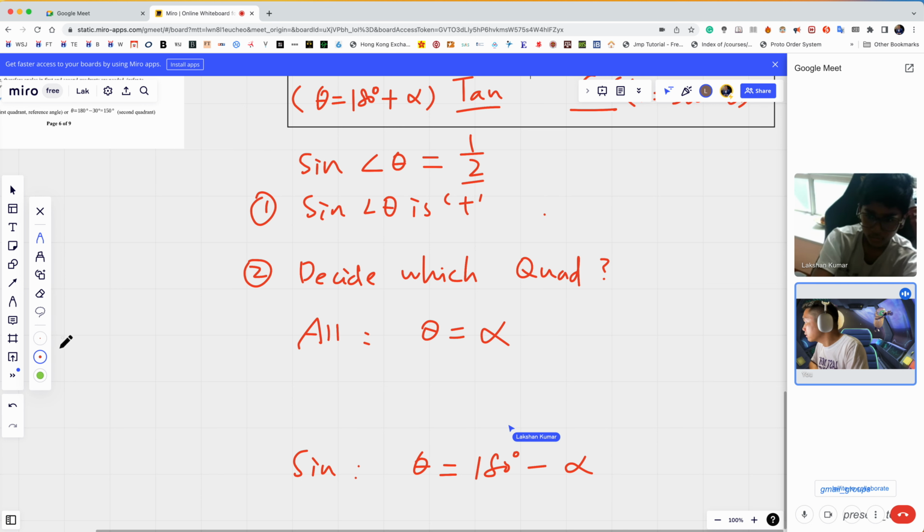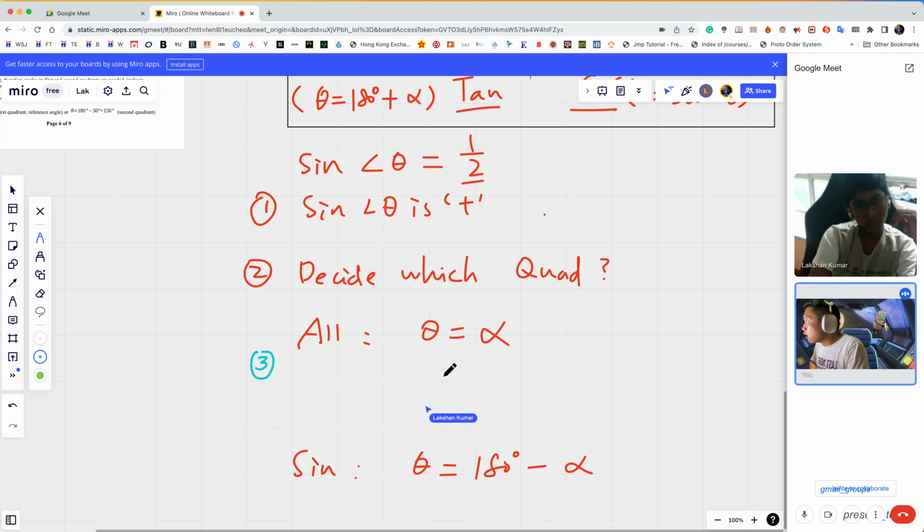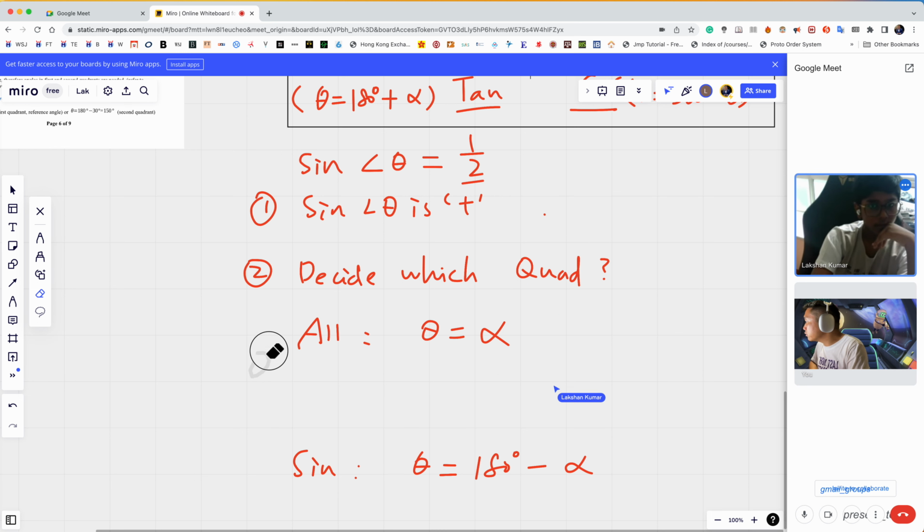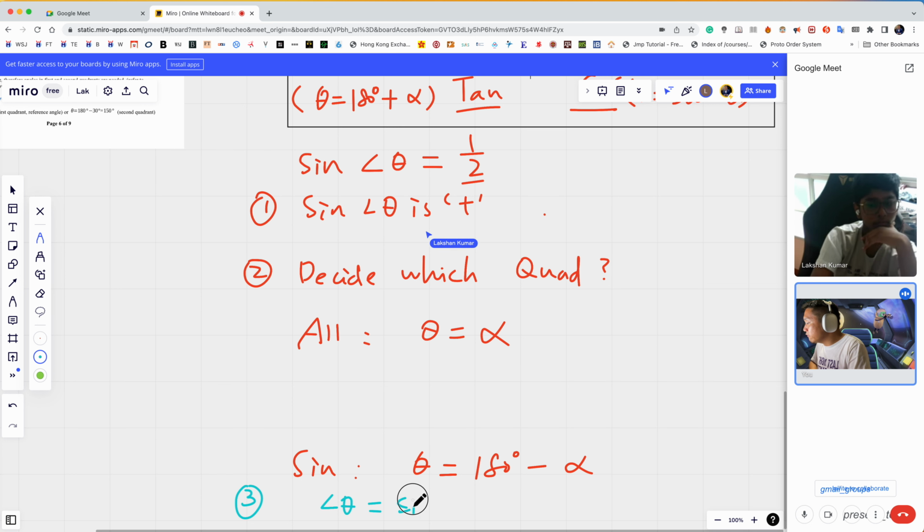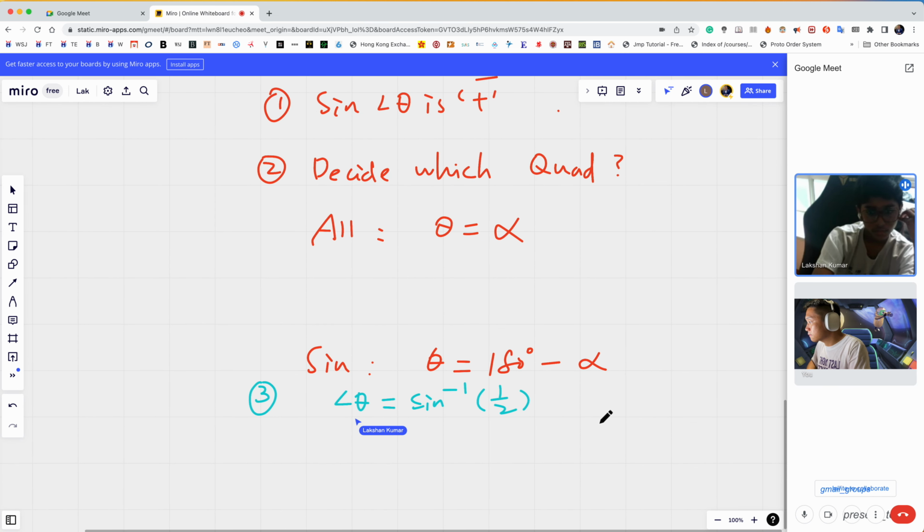Now comes step three. I'm going to use a different color. Step three is you have to solve this: sine of angle theta equals half. I should put step three below step two, which is here. So angle theta is equal to sine inverse of one half. Then you just key this into your calculator.